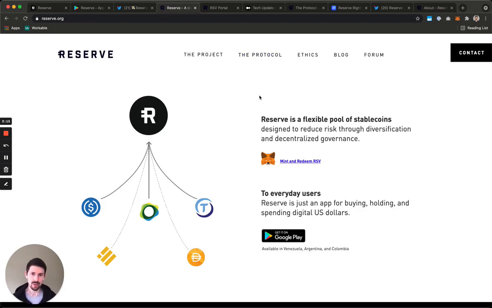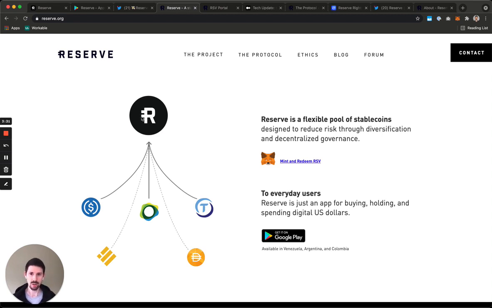Reserve kind of does two things right now. So we've made a cryptocurrency that is called a stablecoin, which is the term in crypto, a token that is stable against something else. In our case, it's backed by US dollars.